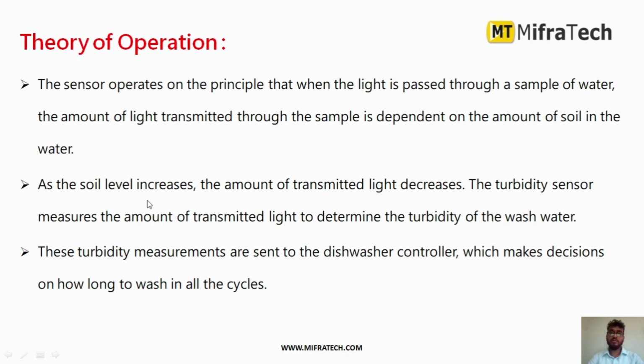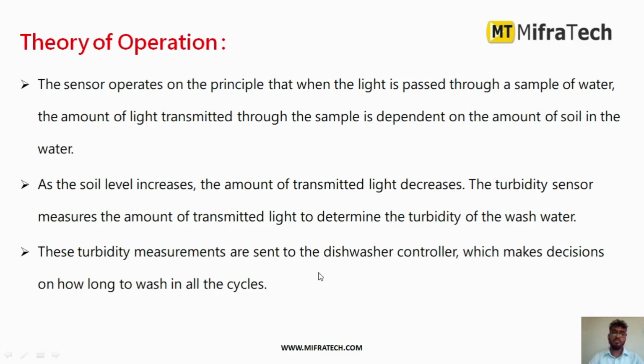Take a solid particle such as soil as an example. As the level of soil increases, the amount of transmitted light decreases, because those particles make the light reflect back. According to that, the turbidity increases. So the turbidity sensor measures the amount of transmitted light in order to determine the turbidity of the water. You can use this in water quality measurement.